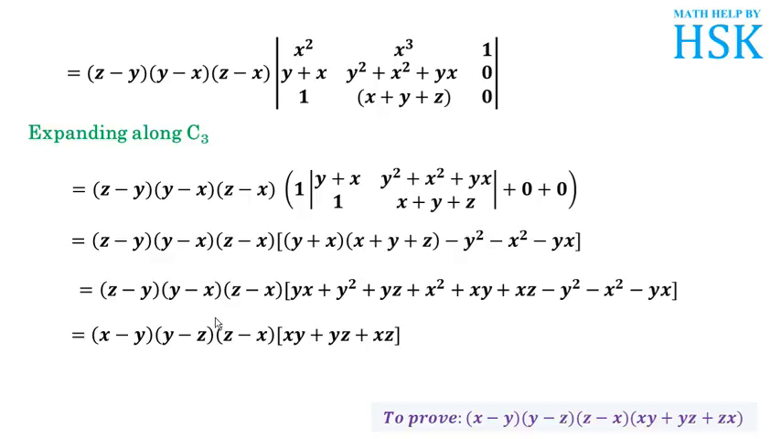Here a little bit of arrangement has been done. I've taken minus 1 as common from this bracket y minus x to obtain x minus y, and multiplied in this bracket z minus y to obtain y minus z, and this z minus x as it is. So I have to prove that the determinant is equal to x minus y, y minus z, z minus x into xy plus yz plus zx. So this has been proved as equal to the same. So hence the question is proved.